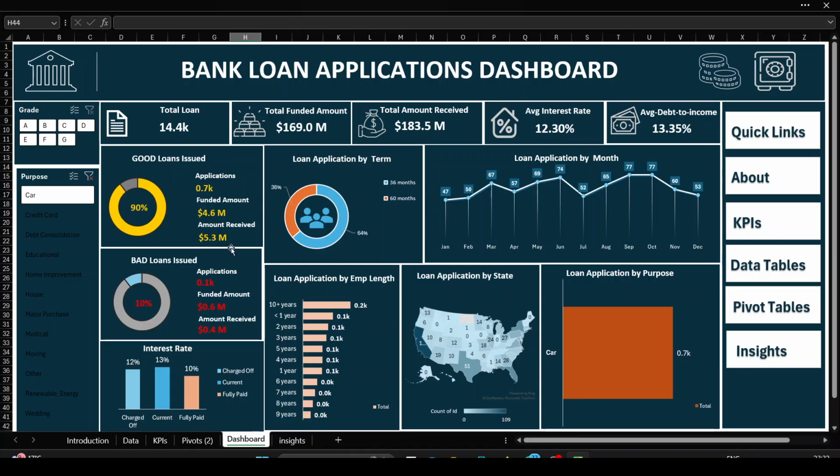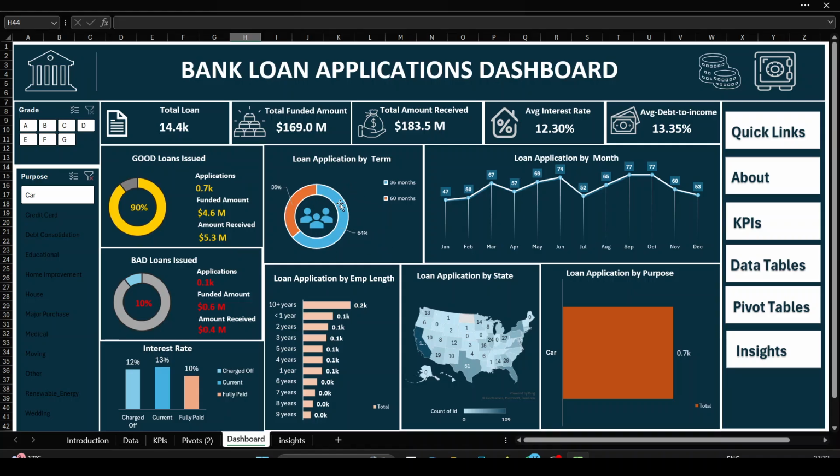Bad loans were also there, which was 10%. So applications were 0.1k, and the funded amount was only 0.6 million dollars, and the amount which we received was 0.4 million dollars. So almost 0.2 million of loss we faced.